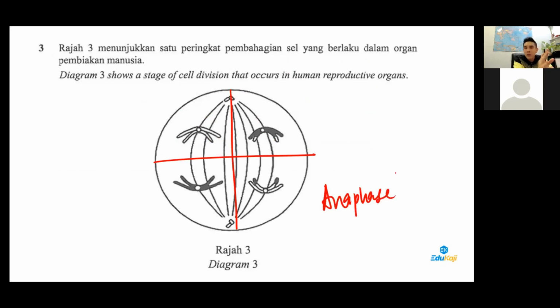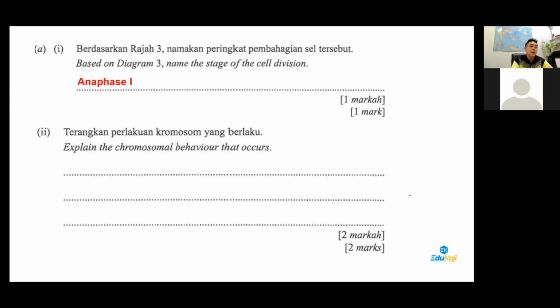And because you see, I always tell students, meiosis 1 is like you get together with someone and then break up. Okay, that's quite a sad story. Anyway, so here is like 2 chromosomes separated. This is anaphase 1. Guys, this is anaphase 1. So answer here, this is anaphase 1.